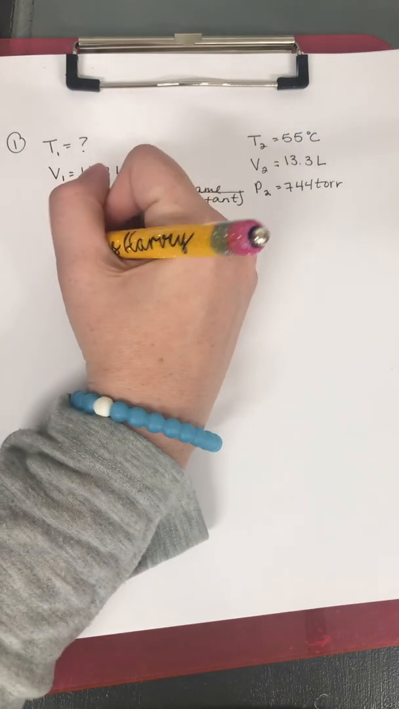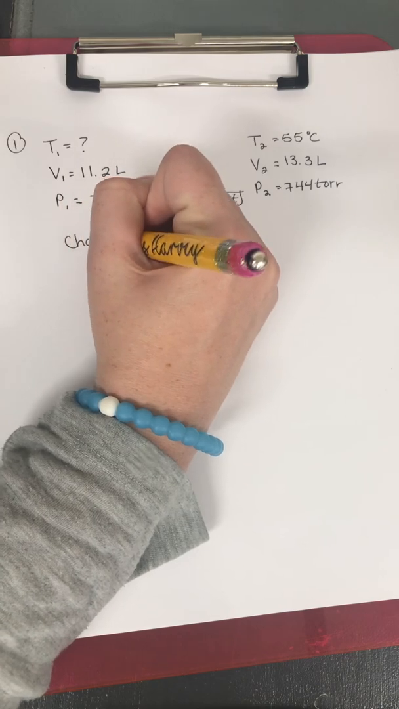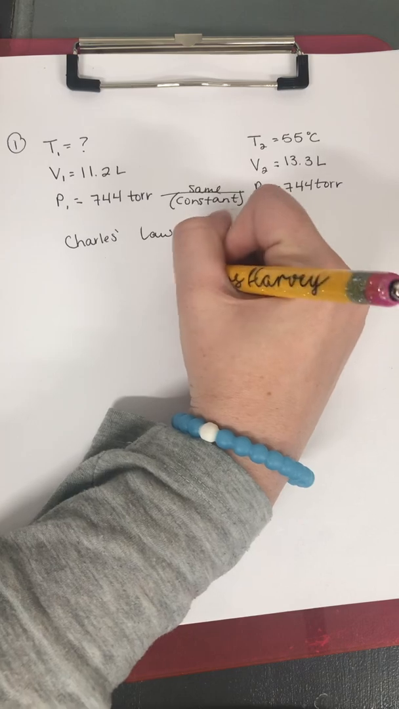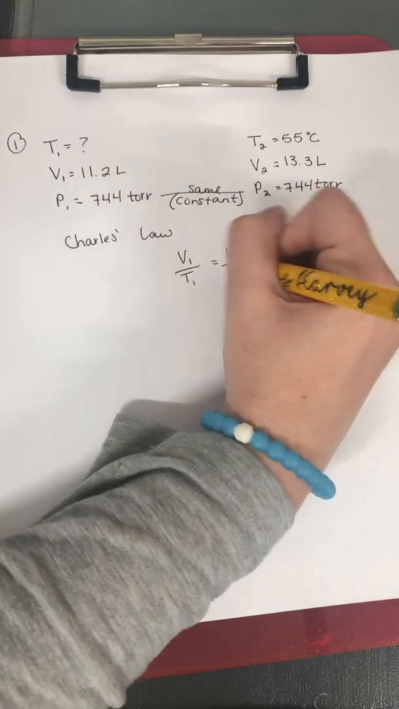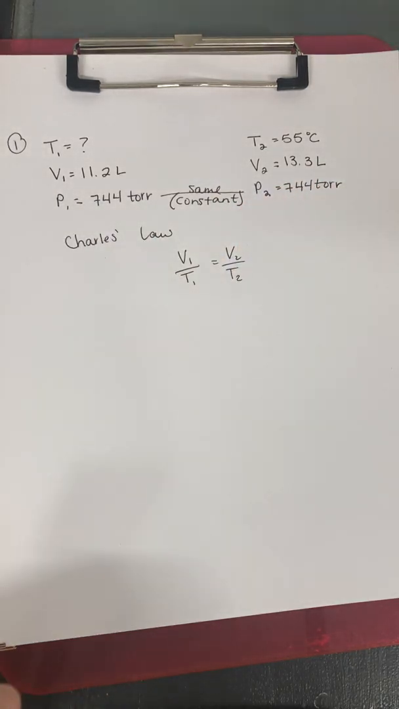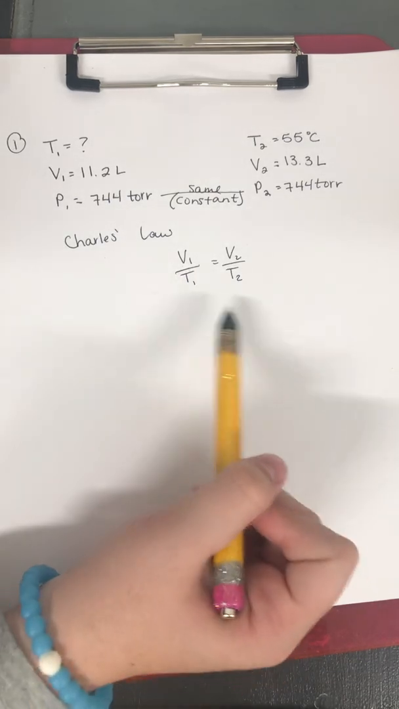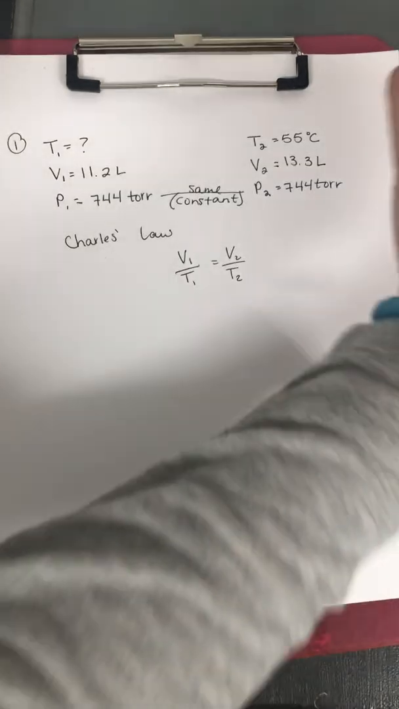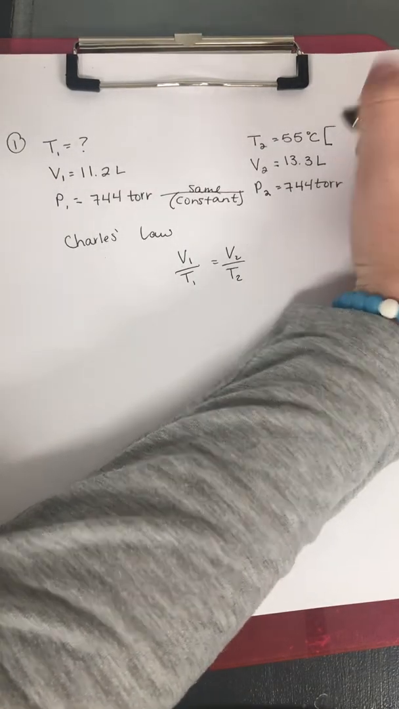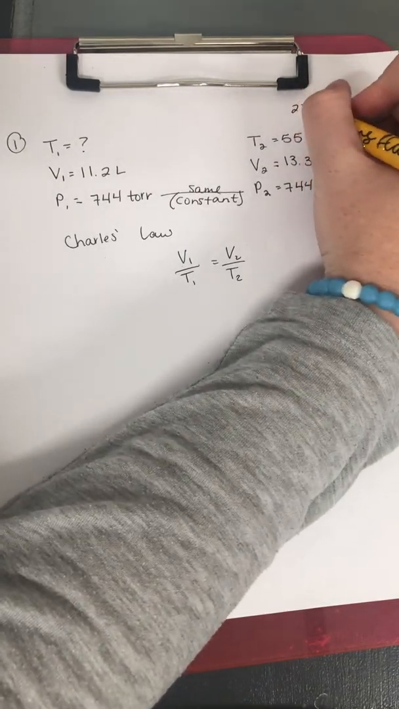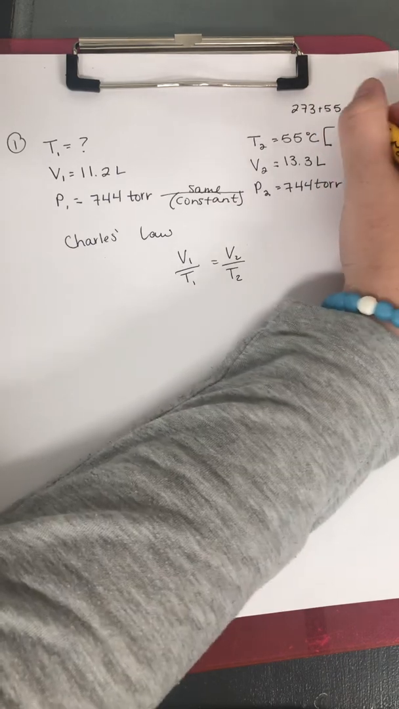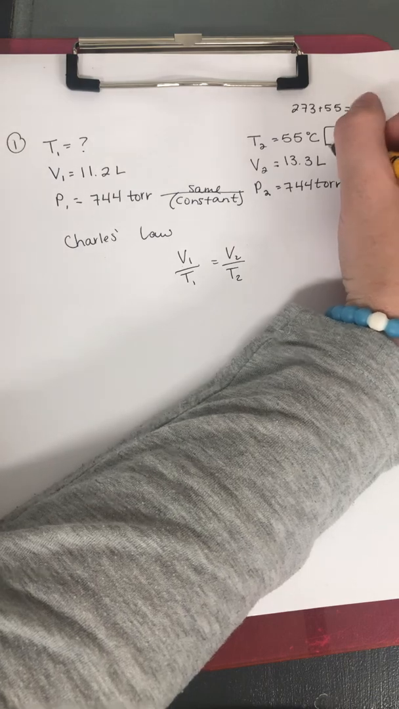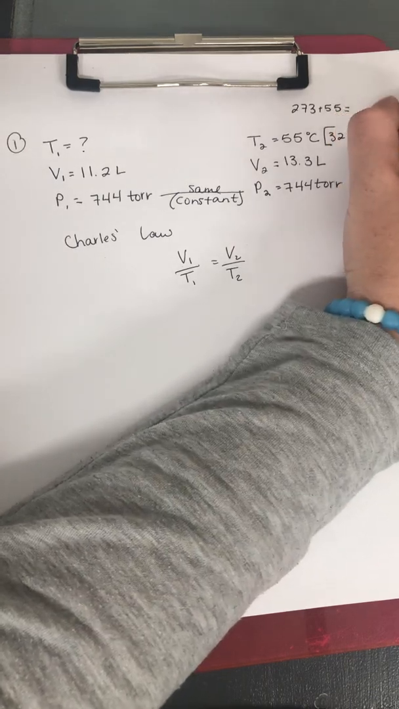And so I have Charles' law, which is V1 over T1 equals V2 over T2. And just a reminder, when we're doing temperatures, we need to have them in Kelvin. So this temperature over here, if we say 273 plus 55, that is going to give us a temperature of 328 Kelvin.